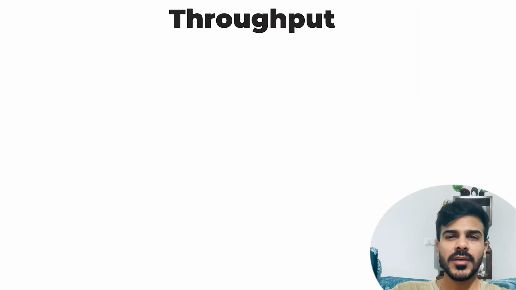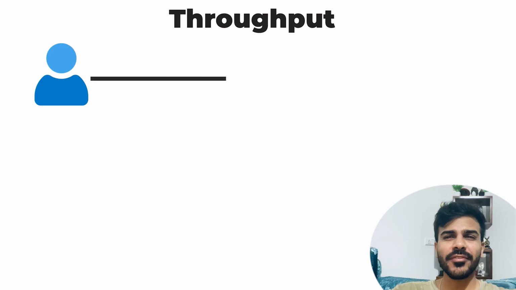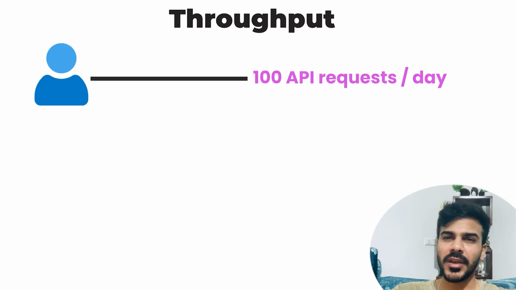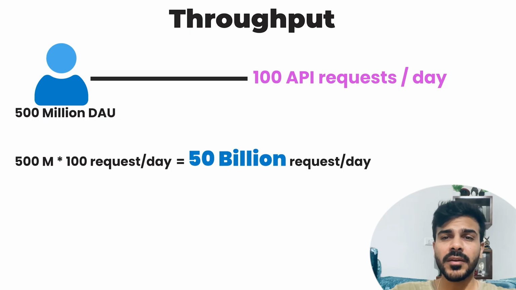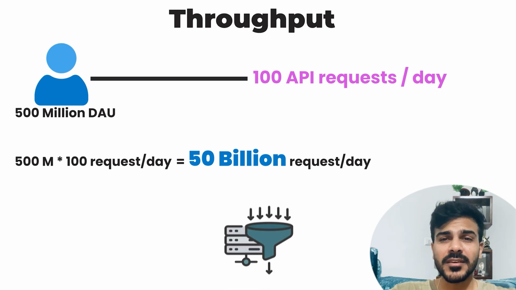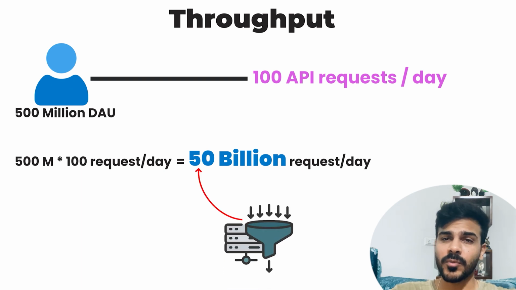To estimate the throughput, let's assume that each user makes an average of 100 API requests per day. We already know that we have 500 million daily active users. Now, if we have 500 million daily active users and each user is going to make 100 requests per day, then the total requests per day would be 500 million multiplied by 100 requests per day. This would amount to 50 billion requests per day. So this gives us a clear idea that our rate limiter needs to handle up to 50 billion requests every day. This gives us a guide on how we can design for scalability and efficiency.